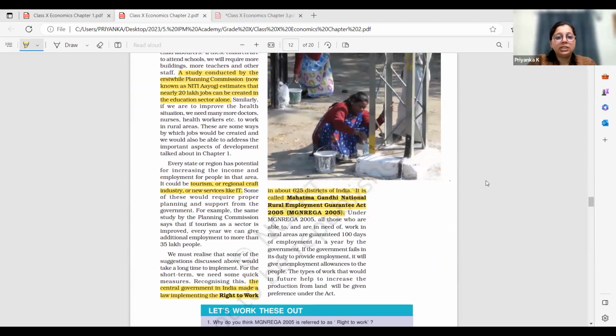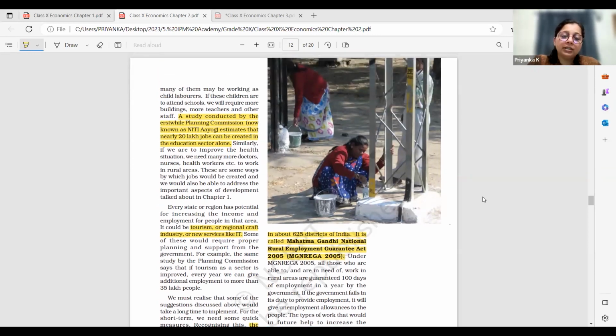So the Niti Aayog, which replaced the planning commission, estimated that 20 lakh jobs actually can be created in the education sector alone. Why? Because the Niti Aayog finds that the education sector still has a large number of employment opportunities for teachers and non-teaching staff. But since some of the states in our country are not much focused on the education sector, these employment opportunities are still not utilized.